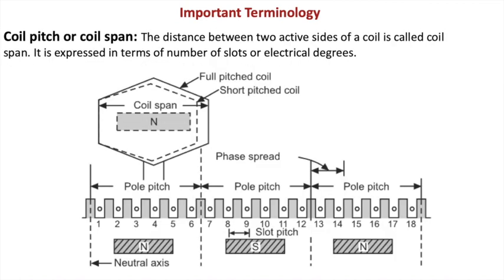The coil pitch or the coil span. The distance between two active sides of a coil is called a coil span. It is expressed in terms of the number of slots or electrical degrees. So, when the coil is going from one to the next part, that is the seventh part, then that will be the pole pitch.